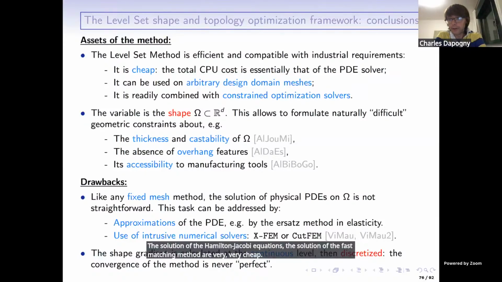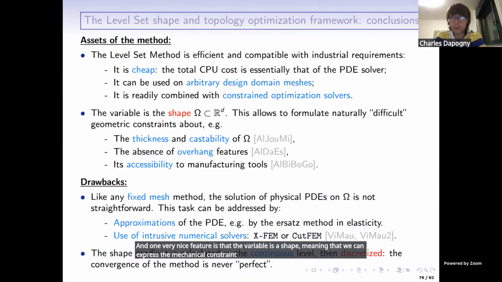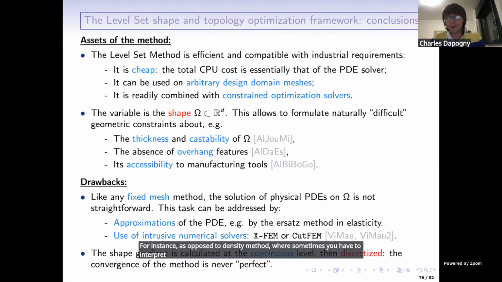And one very nice feature is that the variable is a shape, meaning that we can express the mechanical constraints and the geometric constraints such as thickness, overhang, accessibility, etc., directly in mathematical terms without any reformulation, as opposed to density methods, where sometimes you have to interpret some constraint or some feature in terms of densities, while they would be more naturally expressed in terms of shapes.